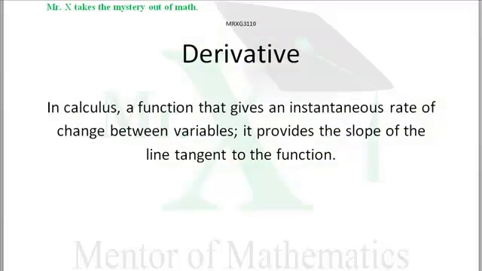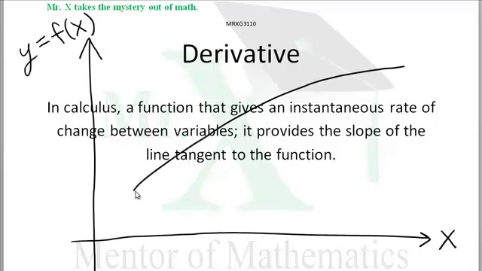In calculus, the derivative of a function gives us an instantaneous rate of change between the two variables if we have a two-variable function. And when we learn about these things, we almost always say y equals f of x so we can keep things straight. So when we take this derivative, what it provides is the slope of the line that is tangent to the original function, like this. Some function streaking across the sky here.